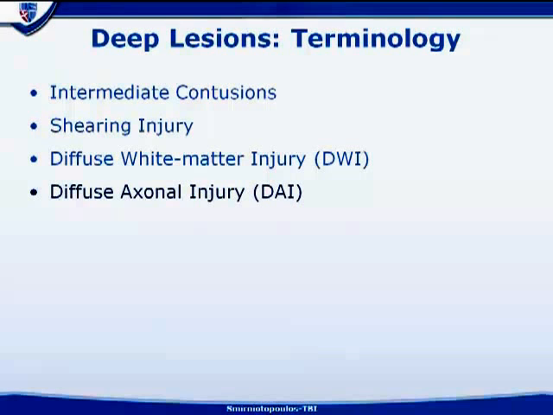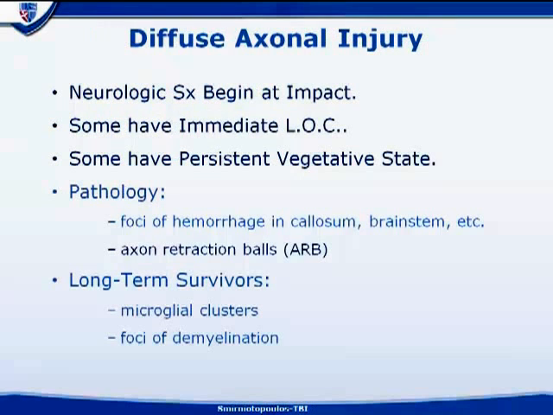Kissing contusions or intermediate contusions, shearing injuries, diffuse white matter injury, and diffuse axonal injury are all acceptable synonyms, even if they are simplifications. These patients, again, typically have neurologic symptoms and signs that begin at the moment of the impact. Some of them will have an immediate loss of consciousness. Some of them will have a persistent vegetative state.